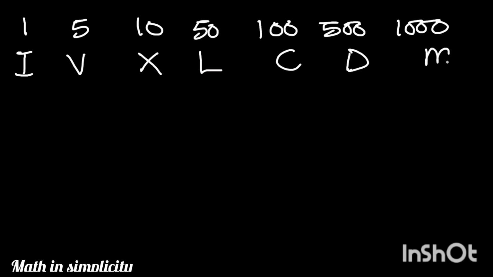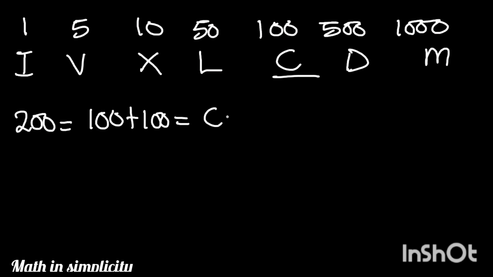Writing it out again. This gives you another opportunity to try to recite it with me, right? So get ready. Let's go. I, V, X, L, C, D, and then M. Alright, so 100 is already C, right? So let's write 200. 200 is after 100, so we have 100 plus 100, and that's CC.